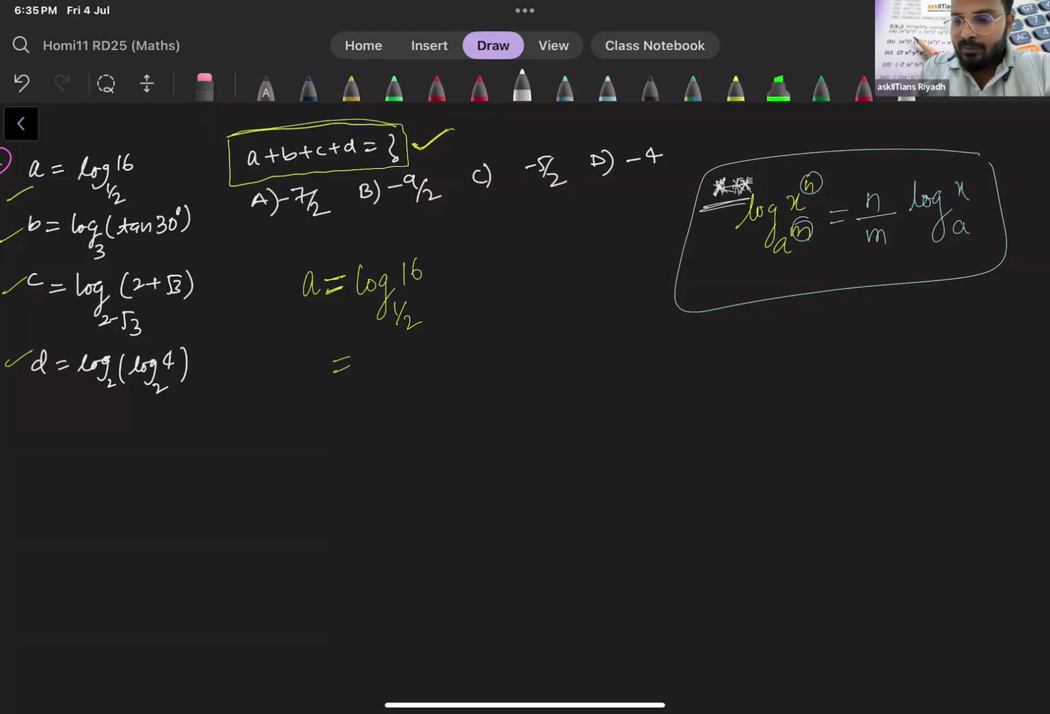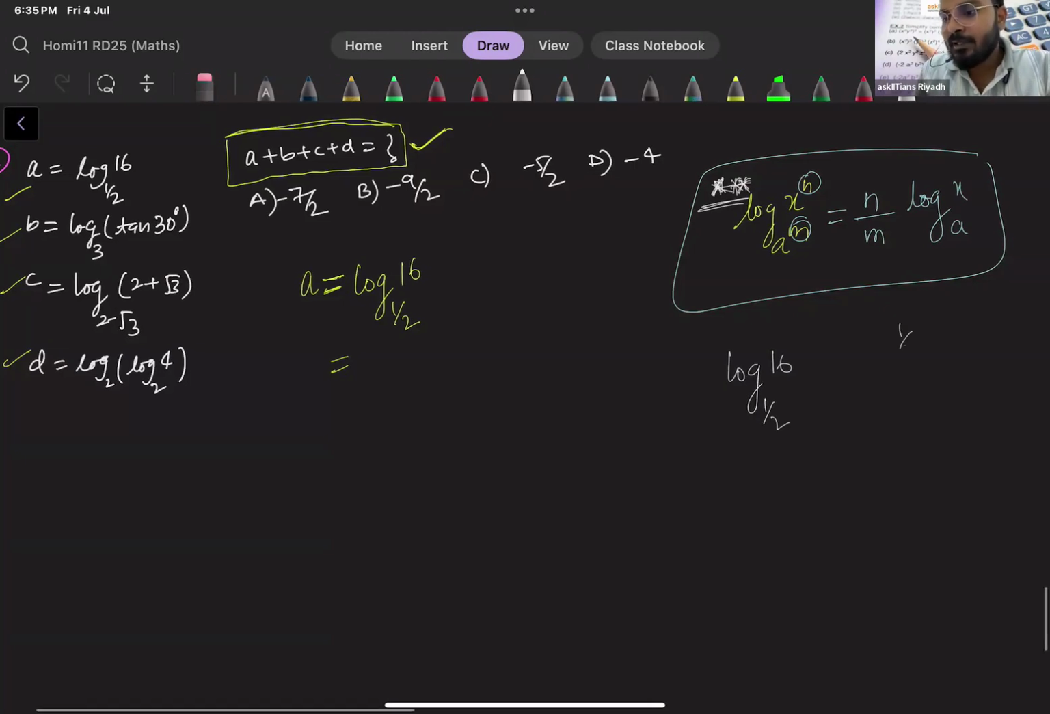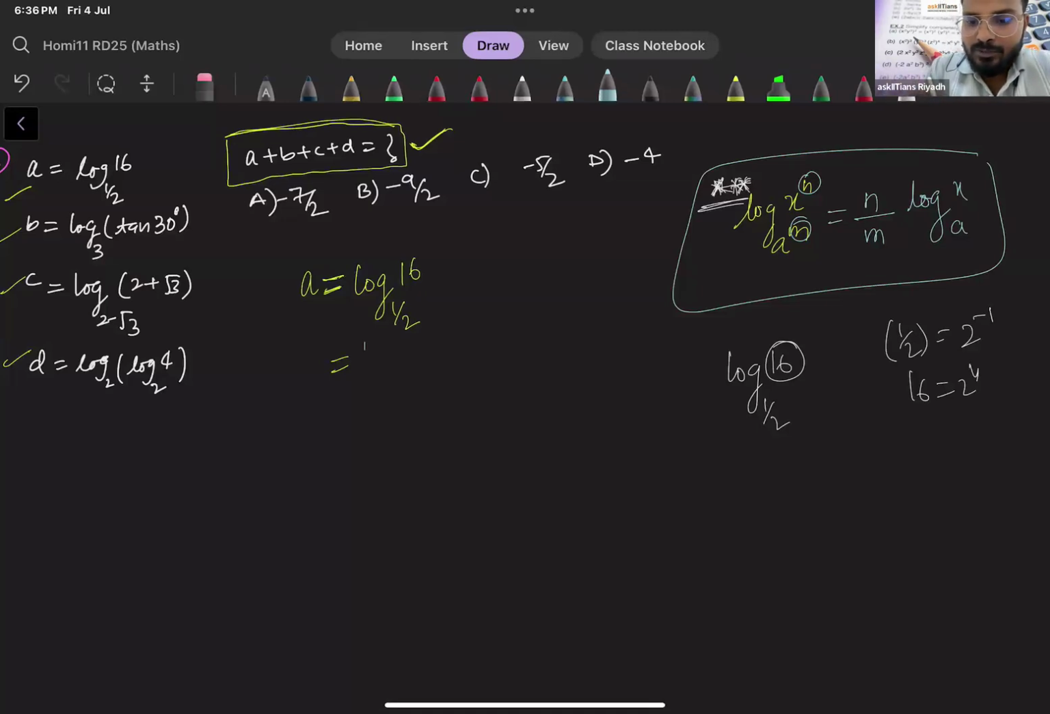Now listen carefully first. If it is like this, log 16 to the base 1 over 2, guys, this 1 over 2 can I write as 2 raised to minus 1? Yes or no? And why am I talking in terms of 2 only? Because I know 16 I can write as 2 raised to 4. 16 is 2 raised to 4. So write down all these values here. Log of 2 raised to 4 with base 2 raised to minus 1.